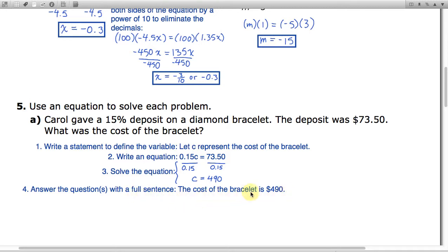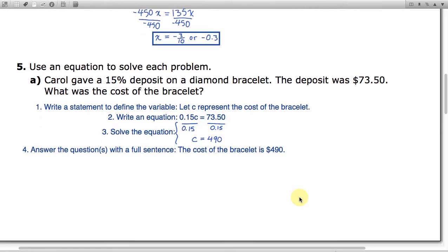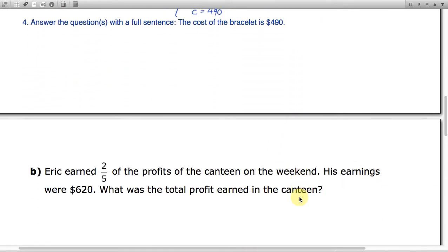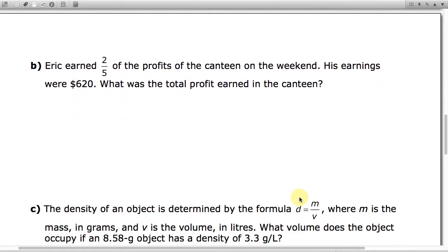And it's a good idea at this point, before you give your final response, to make sure that you go back and reread the question. Because sometimes they'll say what is the cost of the bracelet, or sometimes they'll add a little bit extra, like including tax, and you may need to do a further calculation. So it's a good idea to keep that in mind. Alright, so let's take a look at a few other problems.